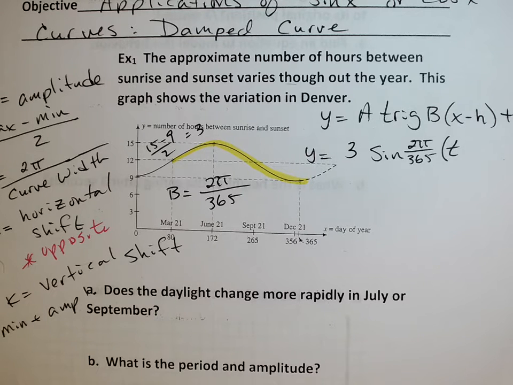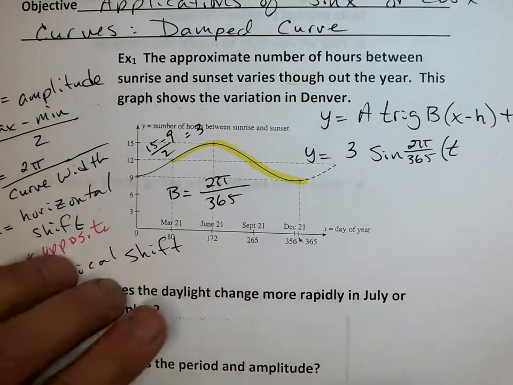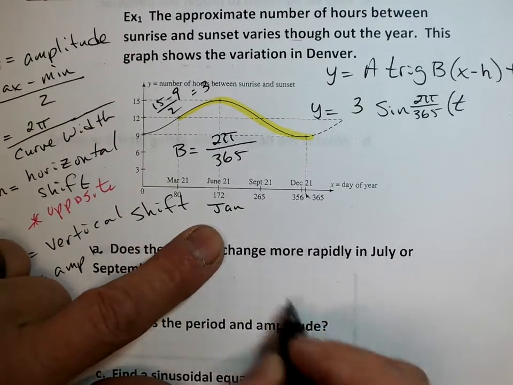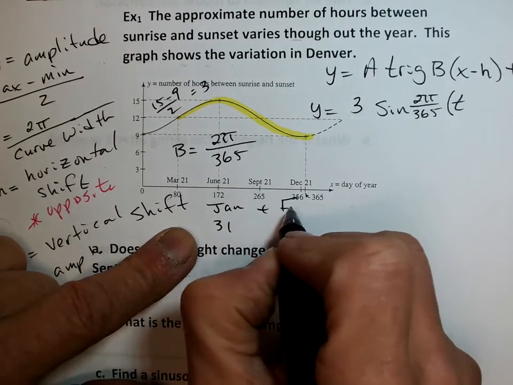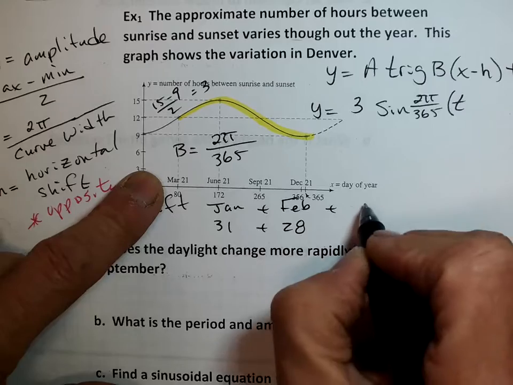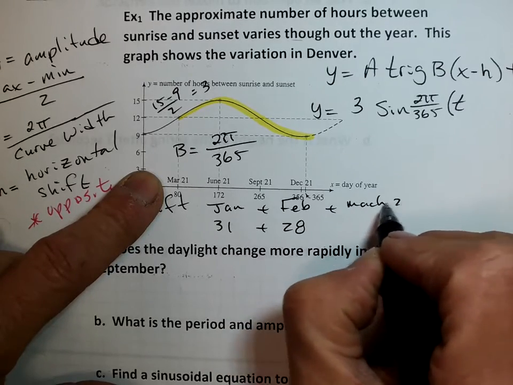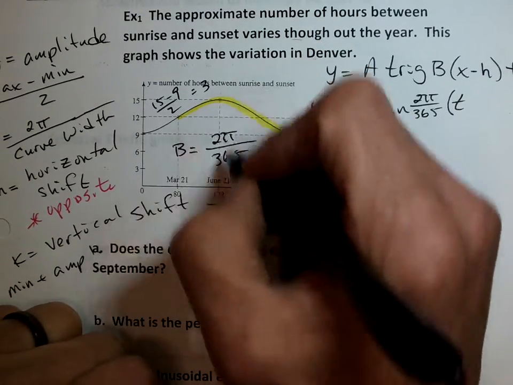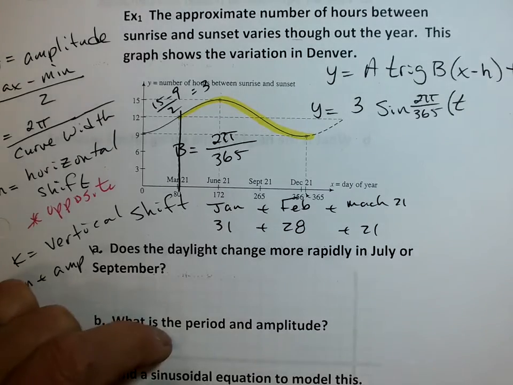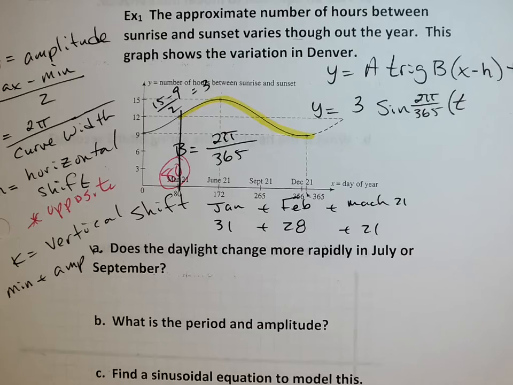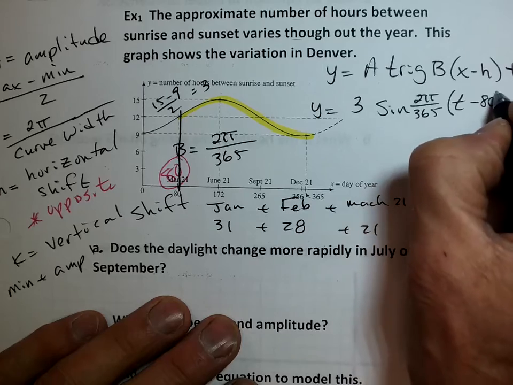Let's do the math. January has 31 days, plus February, normally 28. And then we're going to go to March 21st. So add 21, and what do you get? 80. So this number right here is the 80th day of the year. You with me? So my shift is t minus 80.